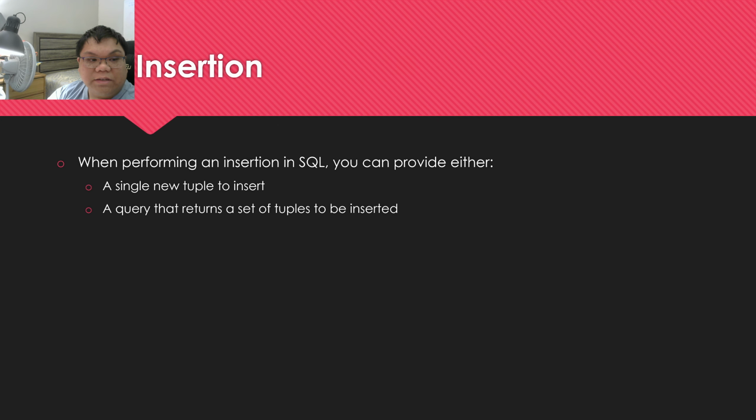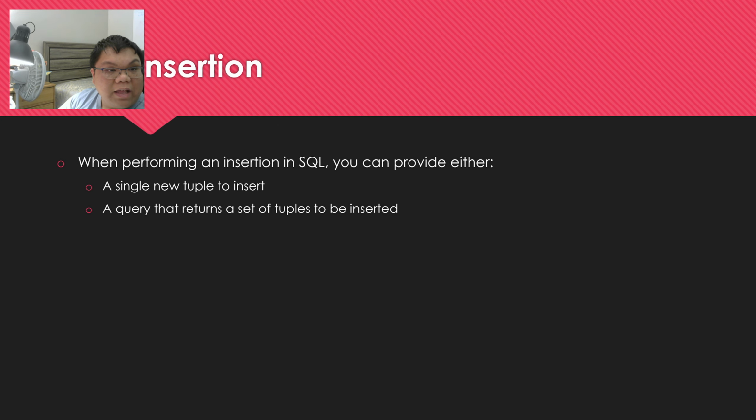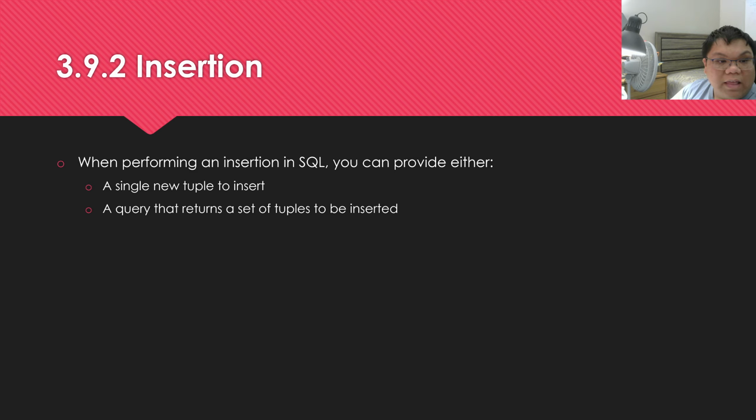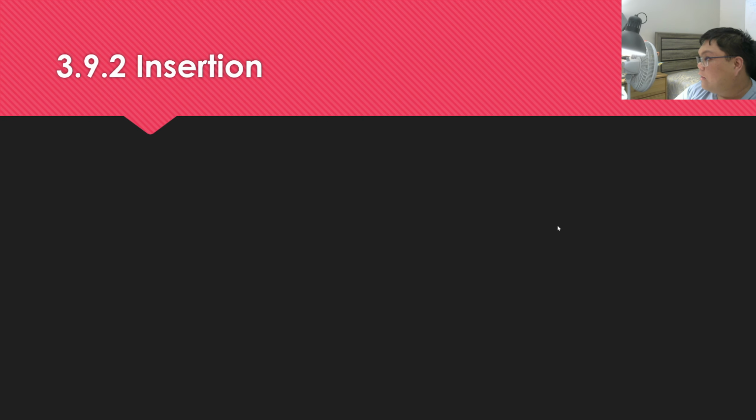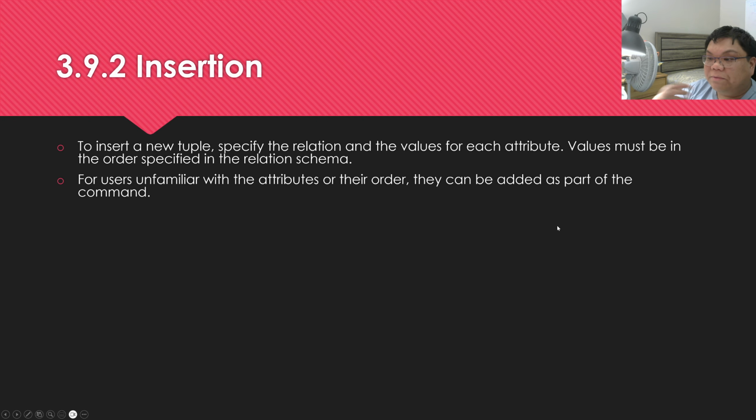Now let's talk about insertion. So you can provide either a new tuple to insert or a query that returns a set of tuples to be inserted. So insert into relation values, or insert into relation a select from where statement. To insert a new tuple, specify the relation and the values for each attribute. Values must be in the order specified in the relation schema.